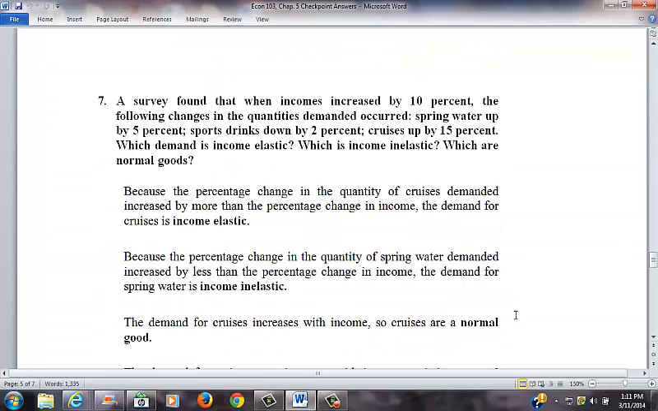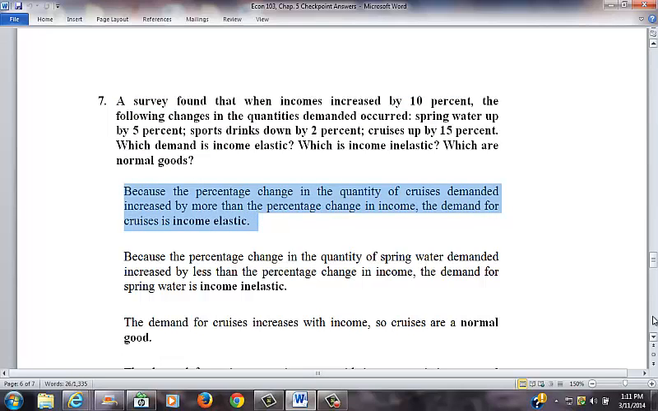Question 7. A survey found that when incomes increased by 10%, the following changes in the quantities demanded occurred. Spring water up by 5%, sports drinks down by 2%, cruises up by 15%. Which demand is income elastic? Which is income inelastic? Which are normal goods? So asking those 3 questions.